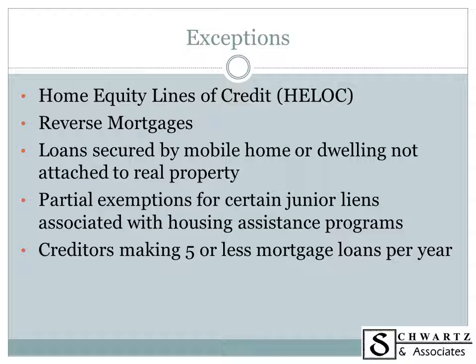These are the transaction types that do not use the Loan Estimate or Closing Disclosure. And to be clear, it isn't that you just are not required to use the new forms on these transactions, it's that you cannot use the new disclosures and must continue using the old disclosure forms. The exceptions include home equity lines of credit, reverse mortgages, mobile home loans not attached to real property, certain housing assistance programs, and finally, if you make 5 or fewer mortgage loans per year.